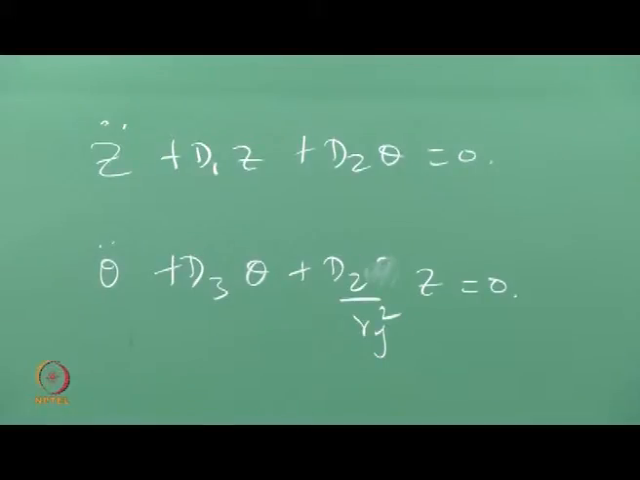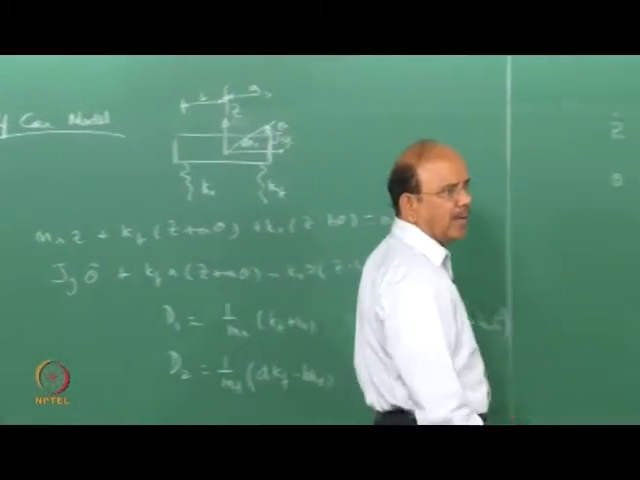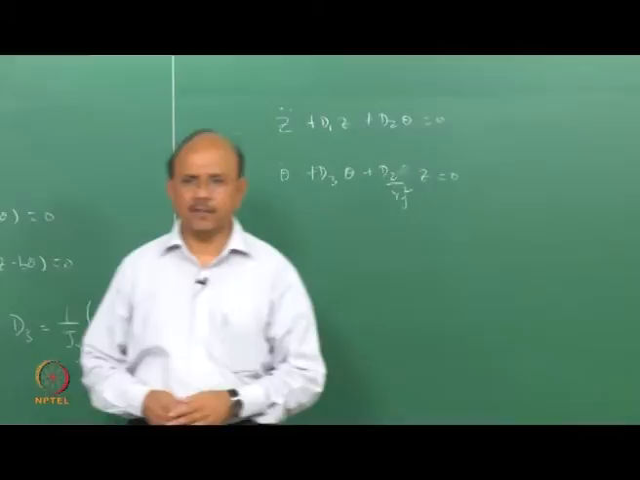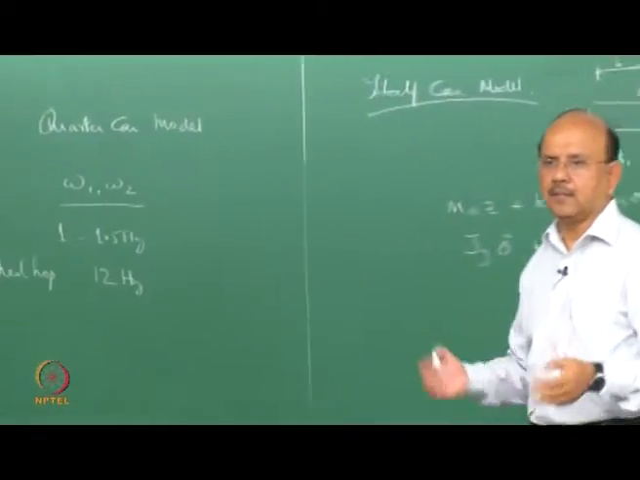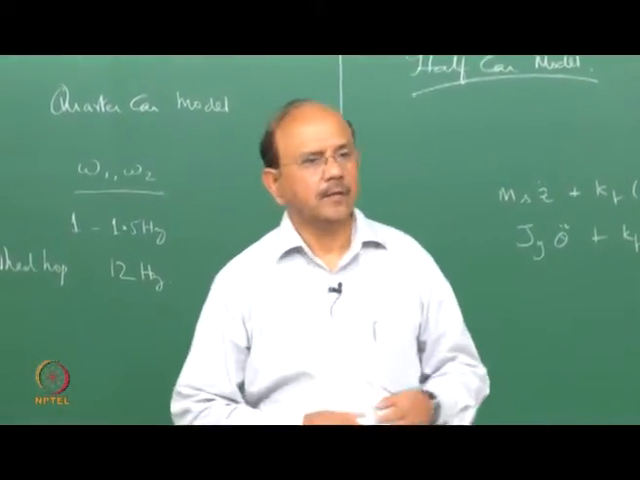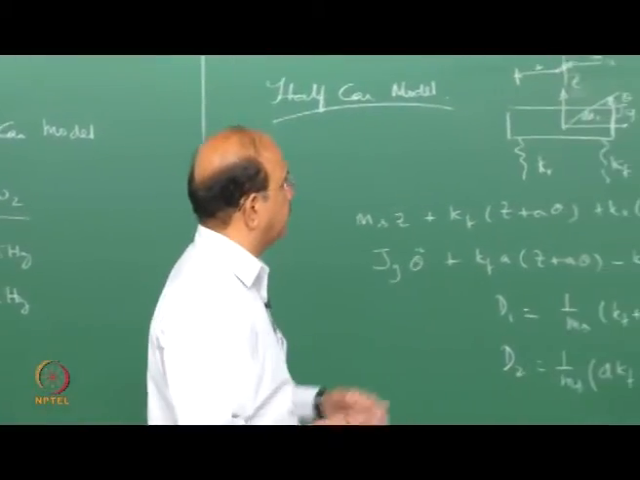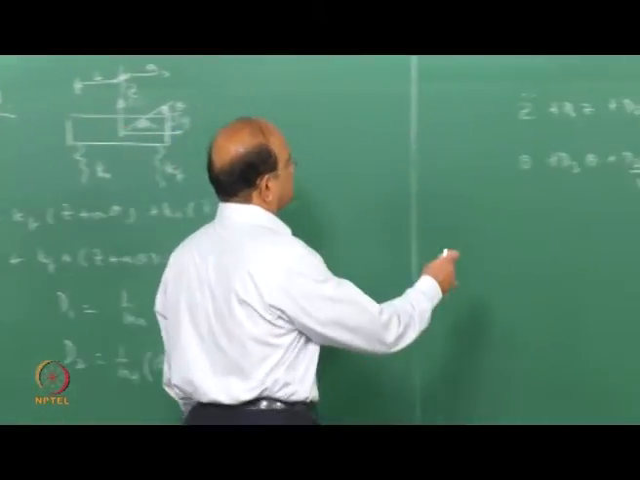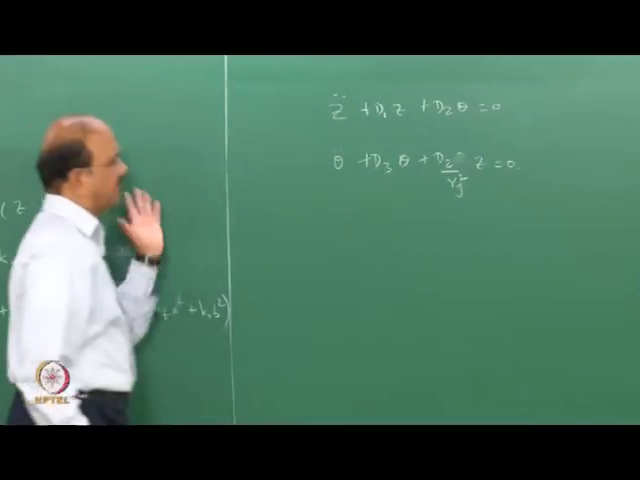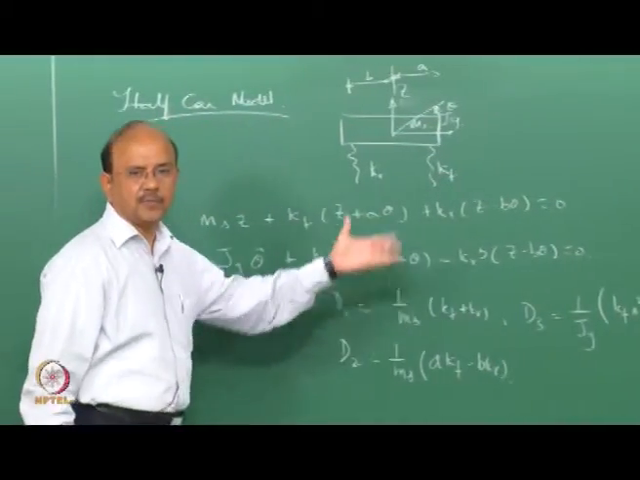What I've essentially done is to replace Jy by means of m into Ry squared. Okay, m r squared is the moment of inertia term, so Ry is the radius of gyration. So I've written this in this fashion. Till now it's straightforward. There is nothing, just substituting it.